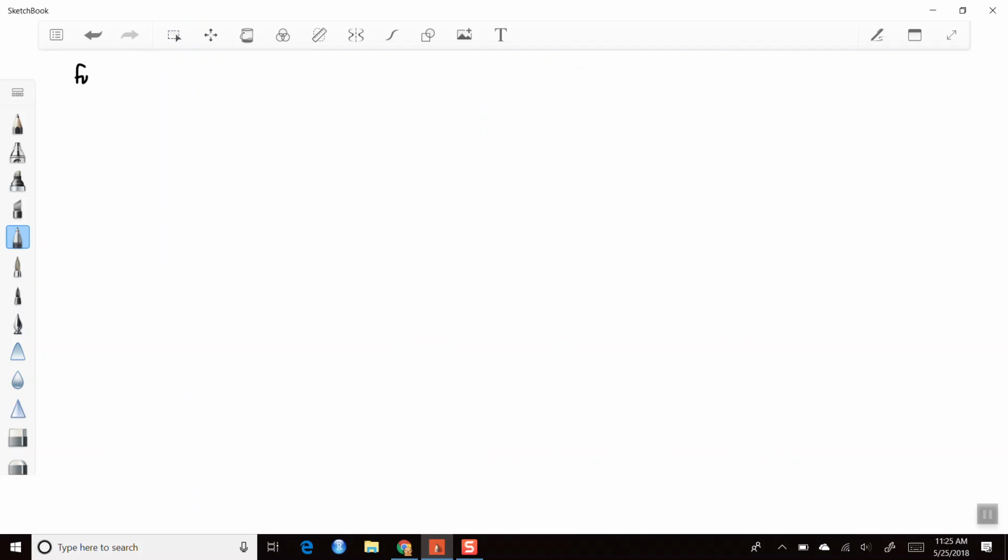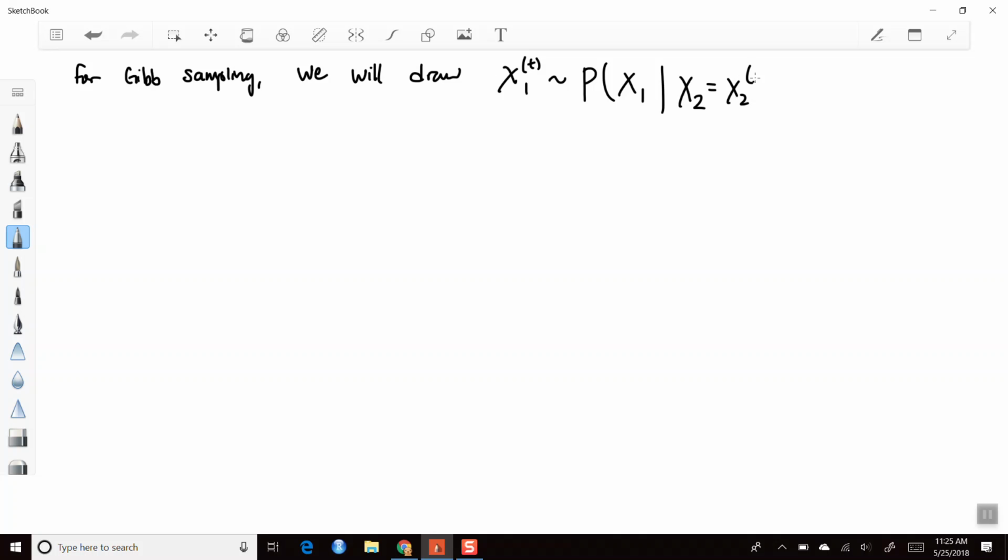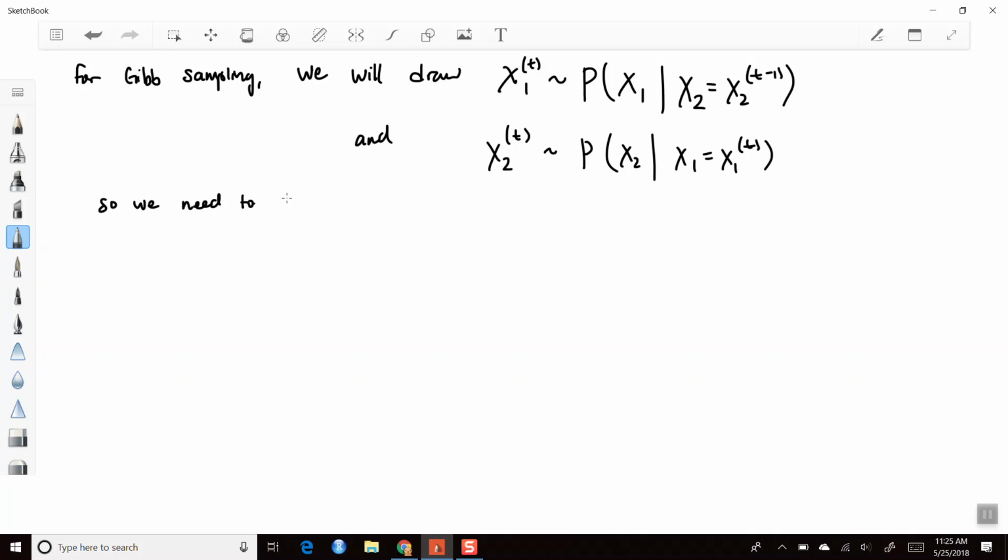Okay, and for Gibbs sampling, we will draw x1 at time t from the distribution of x1 given x2 set equal to x2 at time t minus 1. And we'll draw x2 at time t from the conditional distribution of x2 given x1 equal to the value we just drew. Okay, so we need to find the probability of x1 given x2 and the probability of x2 given x1.